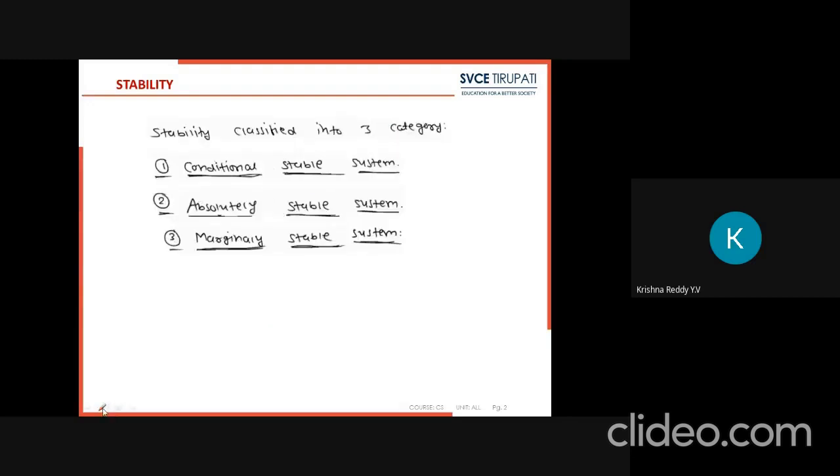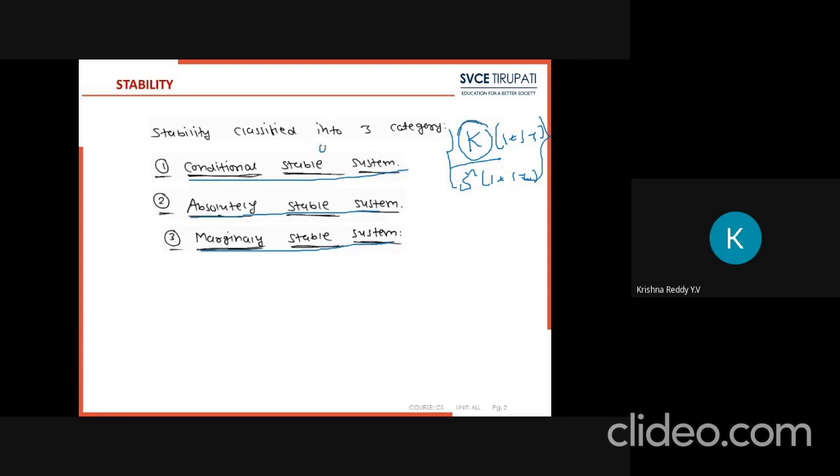We have three types of stability concepts. One is the conditionally stable system, another is the absolutely stable system, and the third is the marginally stable system. For the conditionally stable system, we have the system gain K divided by S power n into (1 plus S tau a) into (1 plus S tau 1) and so on. This is the standard form of the open loop transfer function. The system is stable for a certain range of K value.